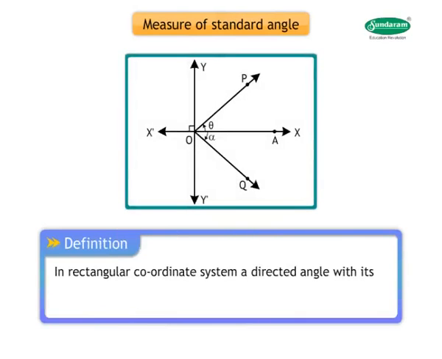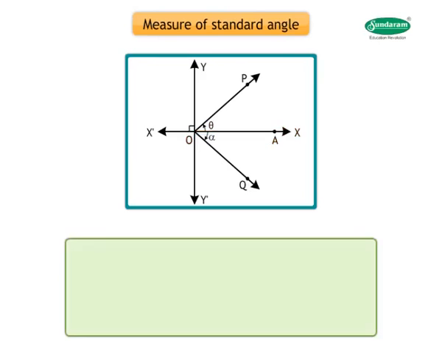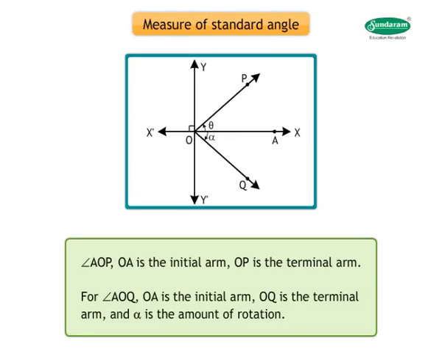In rectangular coordinate system, a directed angle with its vertex at the origin O and the initial ray along positive x-axis is called standard angle or angle in standard position. In this figure, theta and alpha are standard angles. For angle AOP, OA is the initial arm, OP is the terminal arm, and theta is the amount of rotation. For angle AOQ, OA is the initial arm, OQ is the terminal arm, and alpha is the amount of rotation.